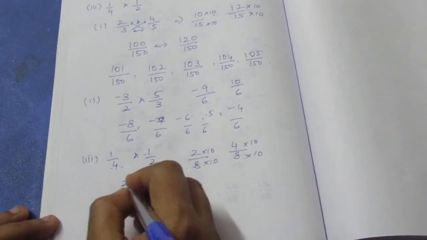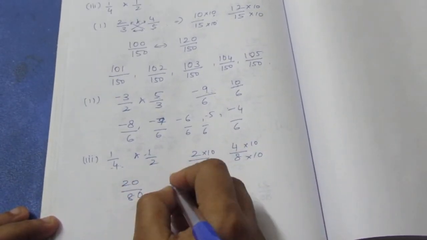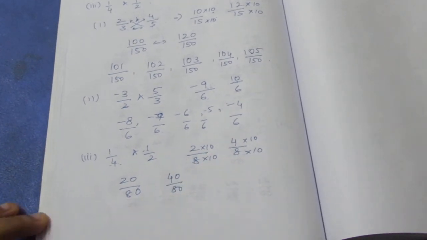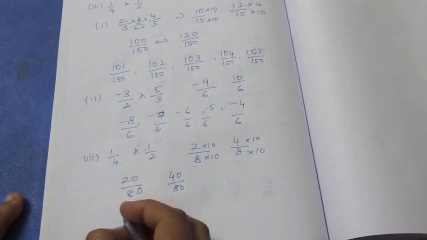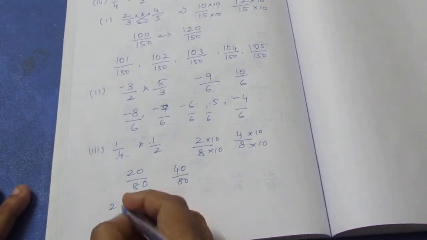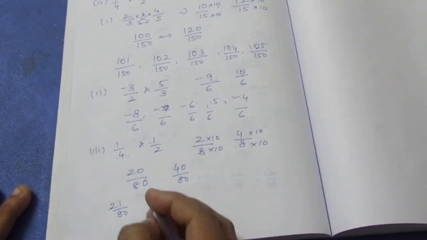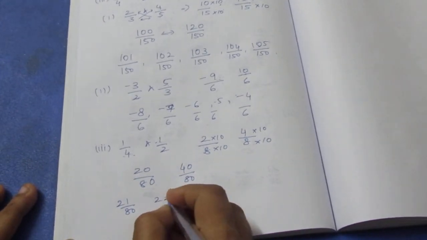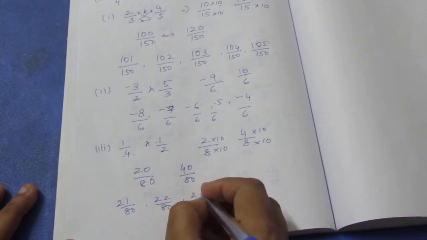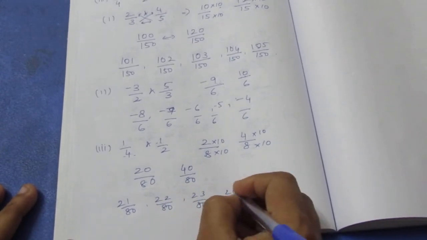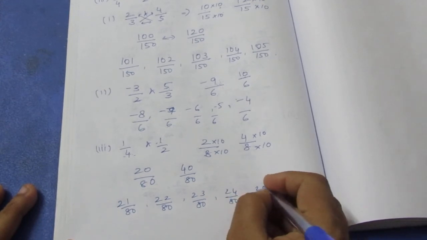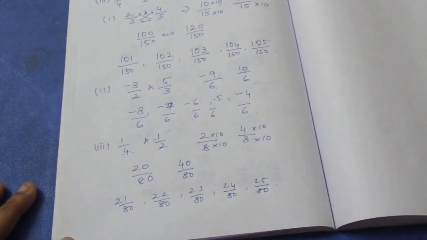Now we have 20 by 80 and 40 by 80. In between there are many rational numbers, so we can take whatever numbers you want other than these two. So 21 by 80, 22 by 80, 23 by 80, 24 by 80 and 25 by 80. So we have written 5 rational numbers.